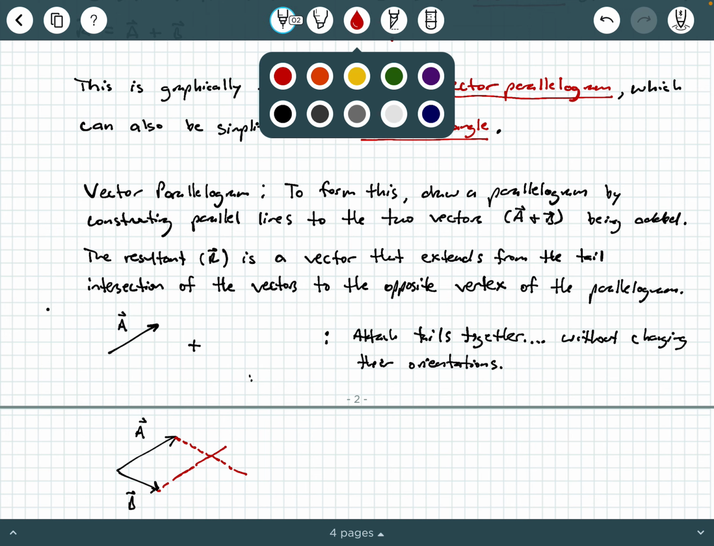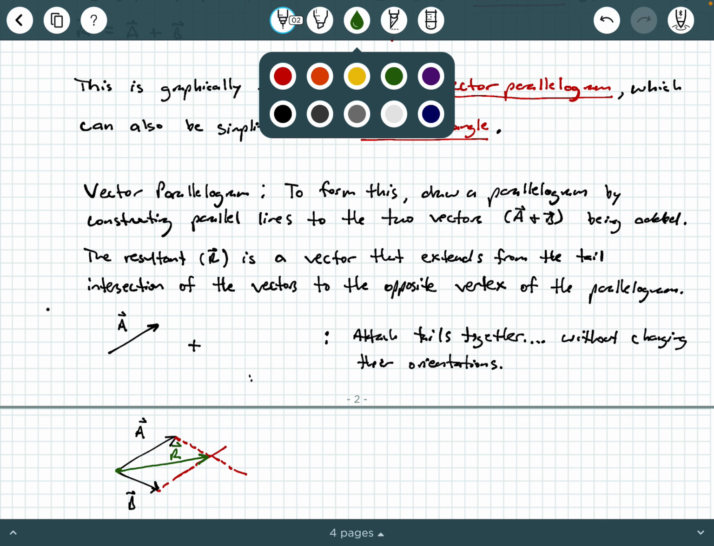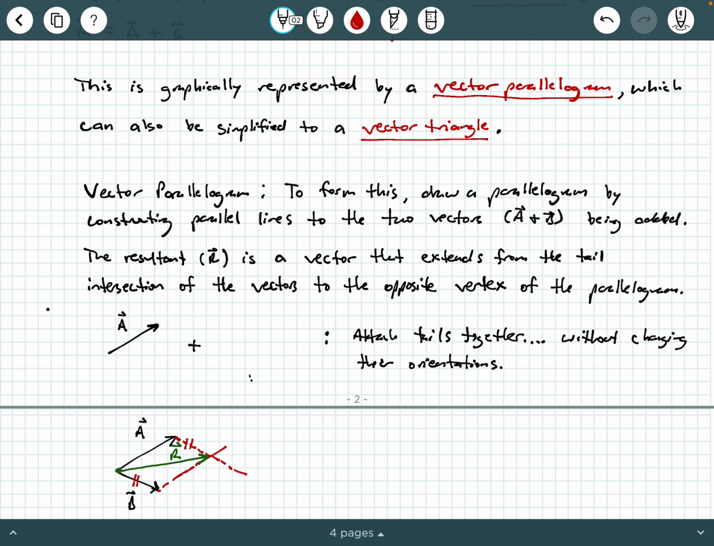Now, the next part of my sentence is: the resultant is a vector that extends from the tail intersection of the two vectors being added to the opposite vertex of the parallelogram. So watch this. I'm going to draw a vector from the intersection of the tails to the opposite vertex. This is the resultant. That is my resultant. And again, I've got parallel lines here and here, and parallel lines here and here. So this collectively is my parallelogram.